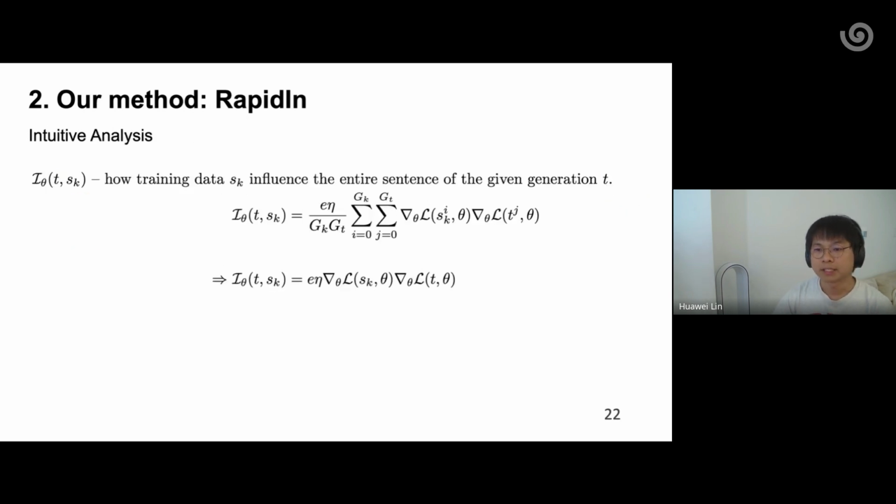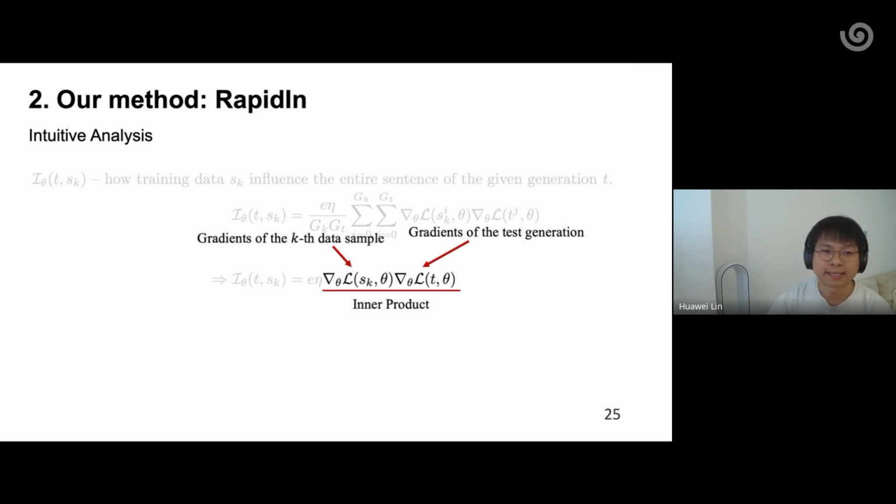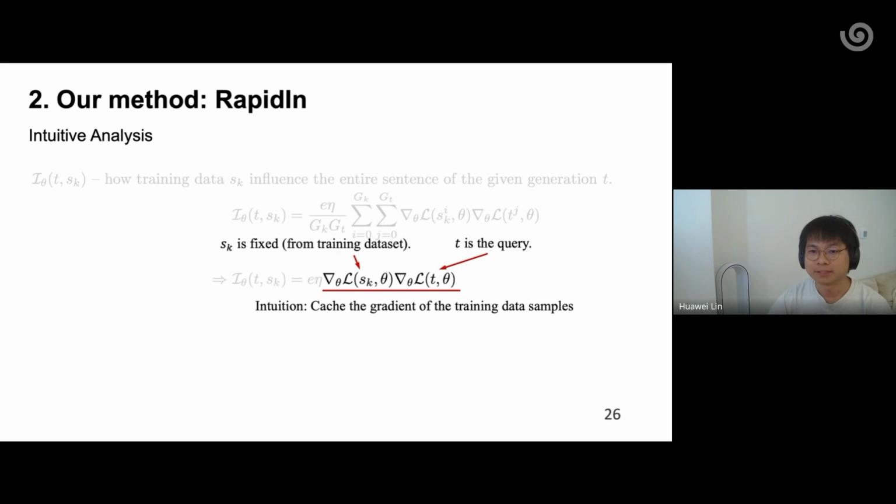So now we are going to analyze this equation for influence estimation. This slide shows the equation for estimating the influence between the test generation T and the training data sample SK. But now we only focus on the highlighted part, because this is an inner product between two gradients. The SK term is the gradient of the training data sample, and the T term is the gradient of the test generation T.